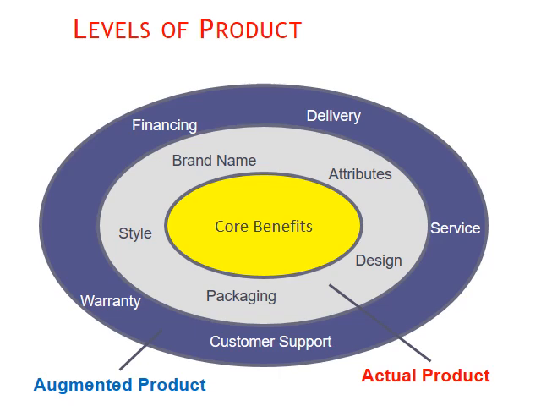On the outer ring, we have the augmented product, which are the additional services or benefits that enhance a product's ownership. In an automobile, for example, this could be the extended warranty, financing, or other benefits that are included with the purchase of that automobile.